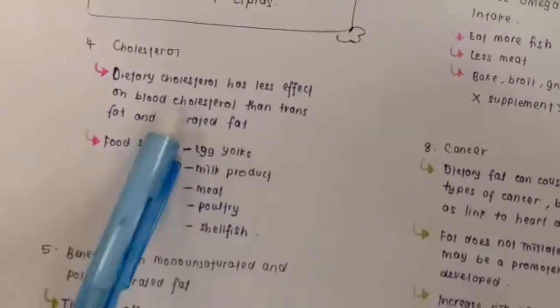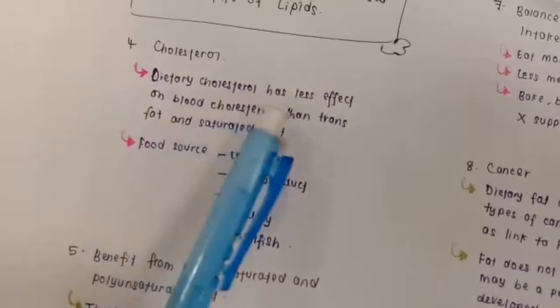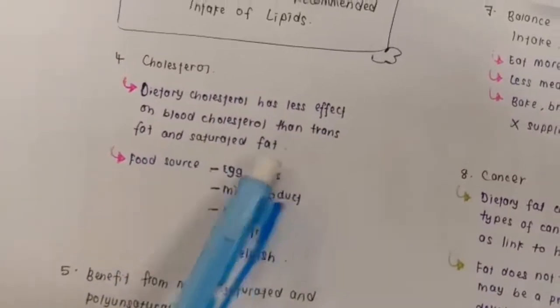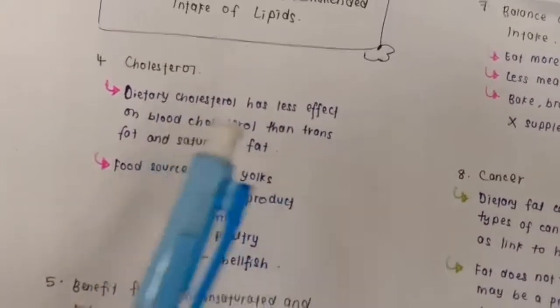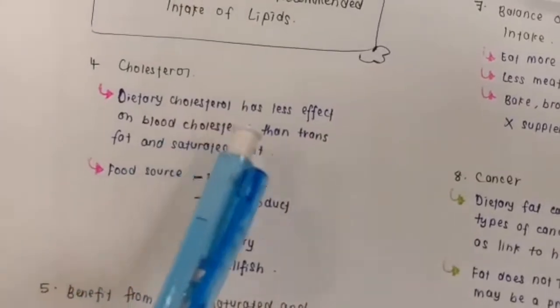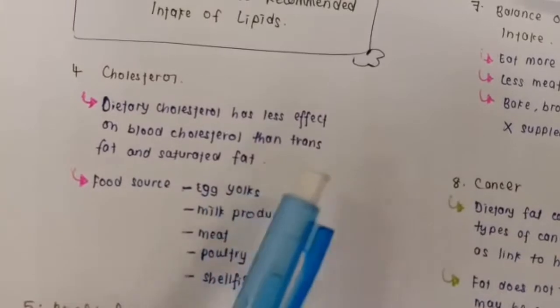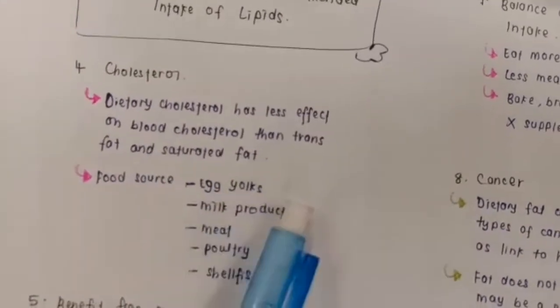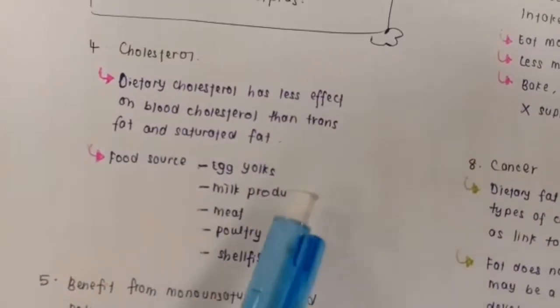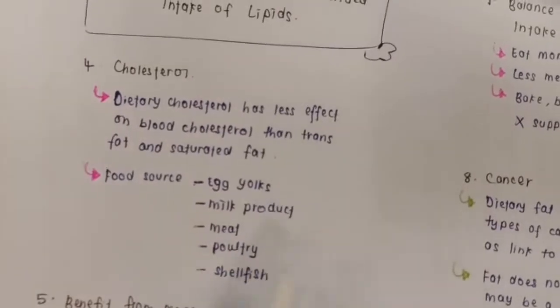Fourth one is cholesterol. Dietary cholesterol has less effect on blood cholesterol than trans fat and saturated fat. Maksudnya, dietary cholesterol ni ada juga efek dia kepada blood cholesterol kita, tapi tak seteruk trans fat dengan saturated fat. Contohnya, egg yolks, milk products, meat, poultry, and shellfish.